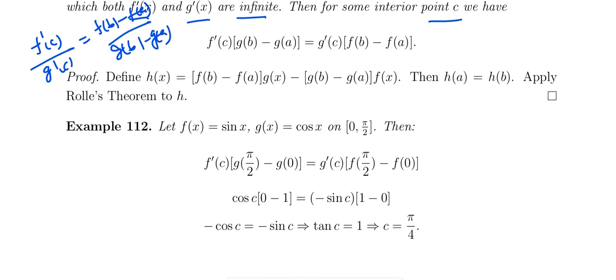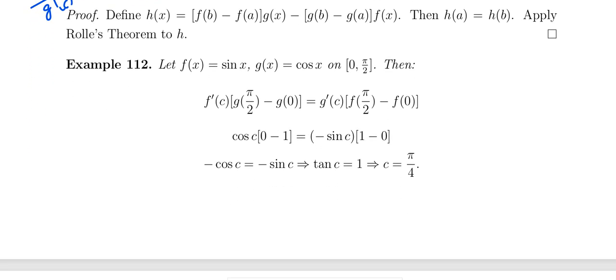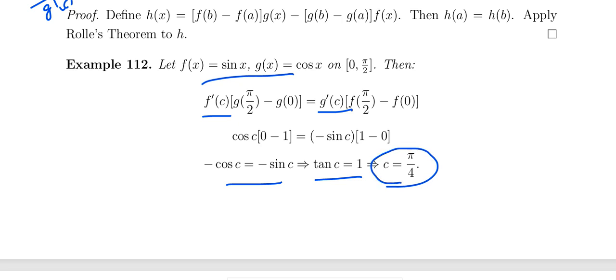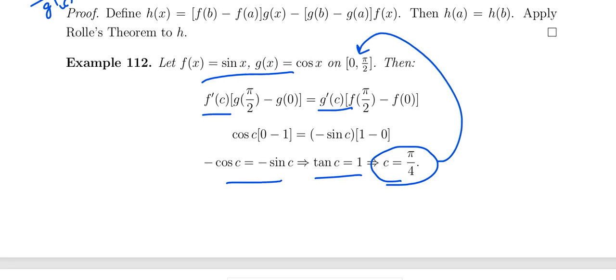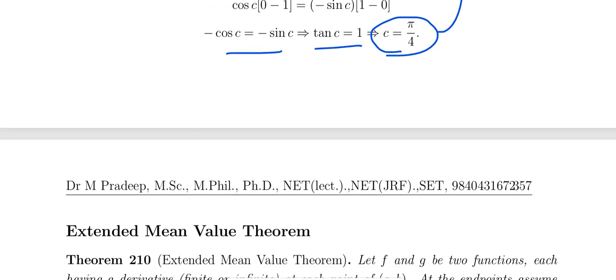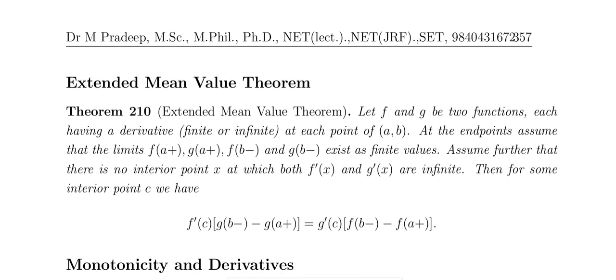Okay. And the hypothesis is very important, and f(x), g(x) are the two functions taken. So there exists some point with f'(c) and g'(c). So g(pi/2) minus g(0) and f(pi/2) minus f(0). So cos c into 0 minus 1, that is cos c equals sin c. Tan c equals 1, and c should be pi/4. So pi/4 belongs to (0, pi/2). Okay. This is called the extended mean value theorem.